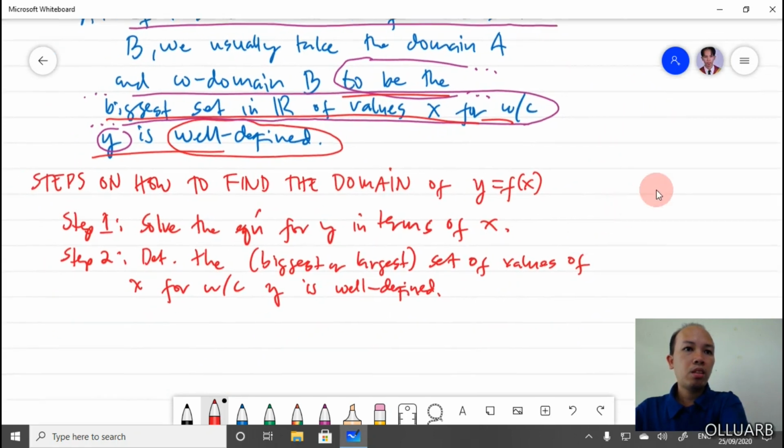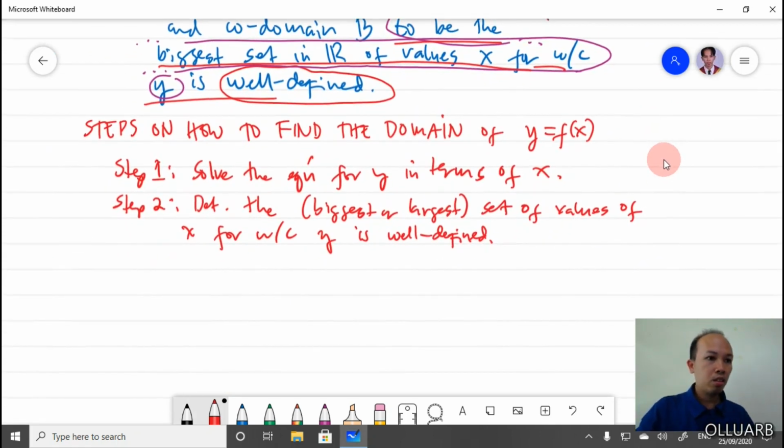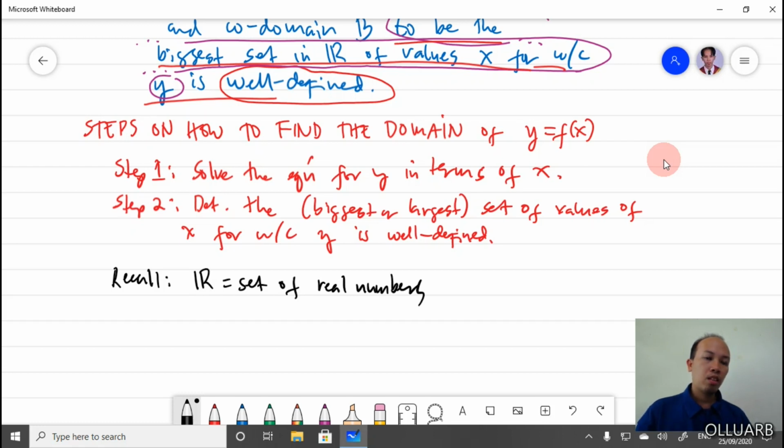Let me recall this set. This is what we call the set of real numbers. I've mentioned in the introduction that you have to recall your high school mathematics. The set of real numbers is defined using the interval notation, negative infinity to positive infinity. All numbers except complex, of course.